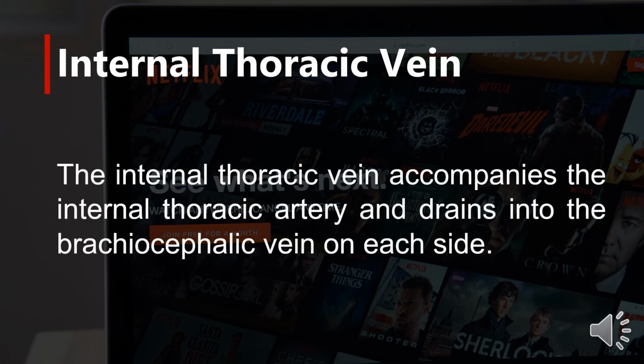The internal thoracic vein accompanies the internal thoracic artery and drains into the brachiocephalic vein on each side. So the internal thoracic veins are the companion veins of the internal thoracic arteries.